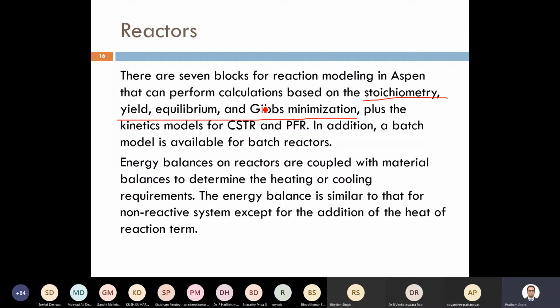Plus, if you have the kinetics available, you know how the reaction is occurring or how fast the reaction is occurring. You can go for standard models like CSTRs and PFRs. You can model the reaction and you know what the size of the reactor is going to look like. And the energy balance of the system is also coupled. So you would come to know what is the energy input and the output of this.